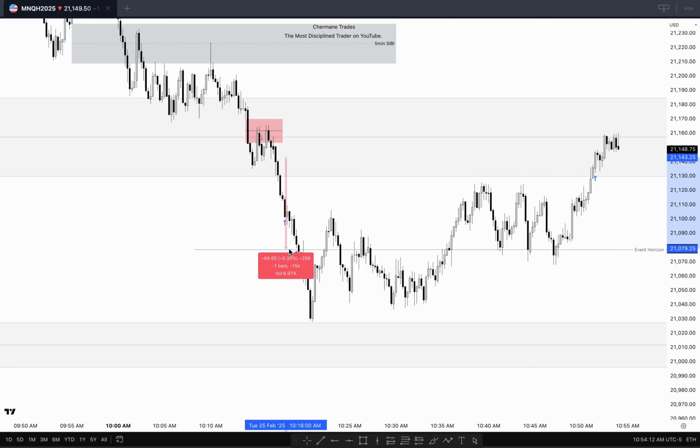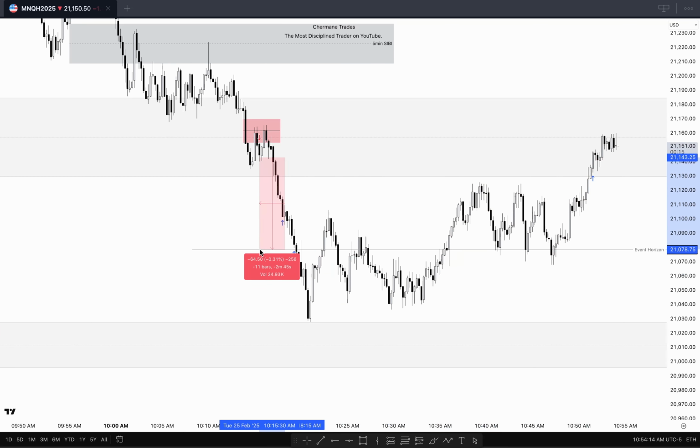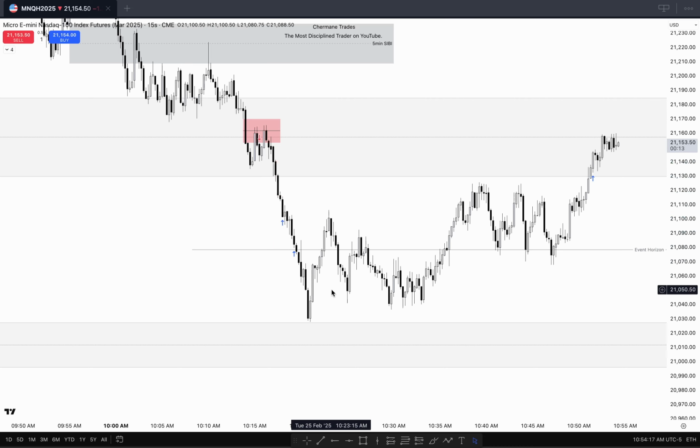60 handles, because we took a partial at the event horizon. That's not bad for a Tuesday, and the sloppy delivery we got afterwards. So that's a nice bread and butter trade.